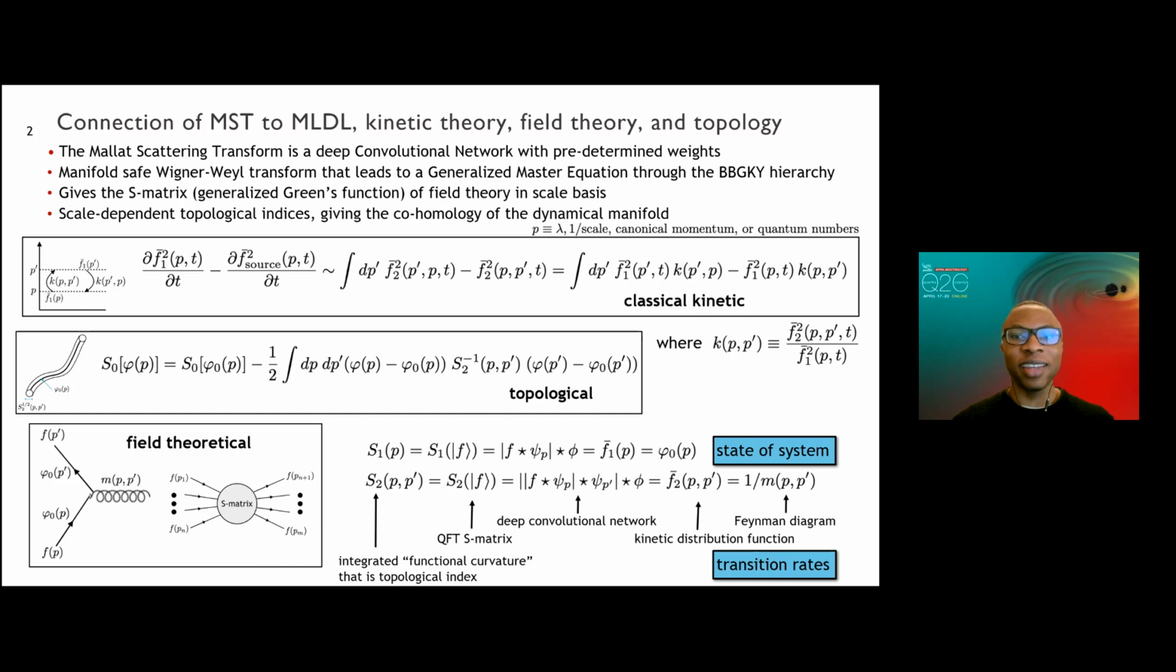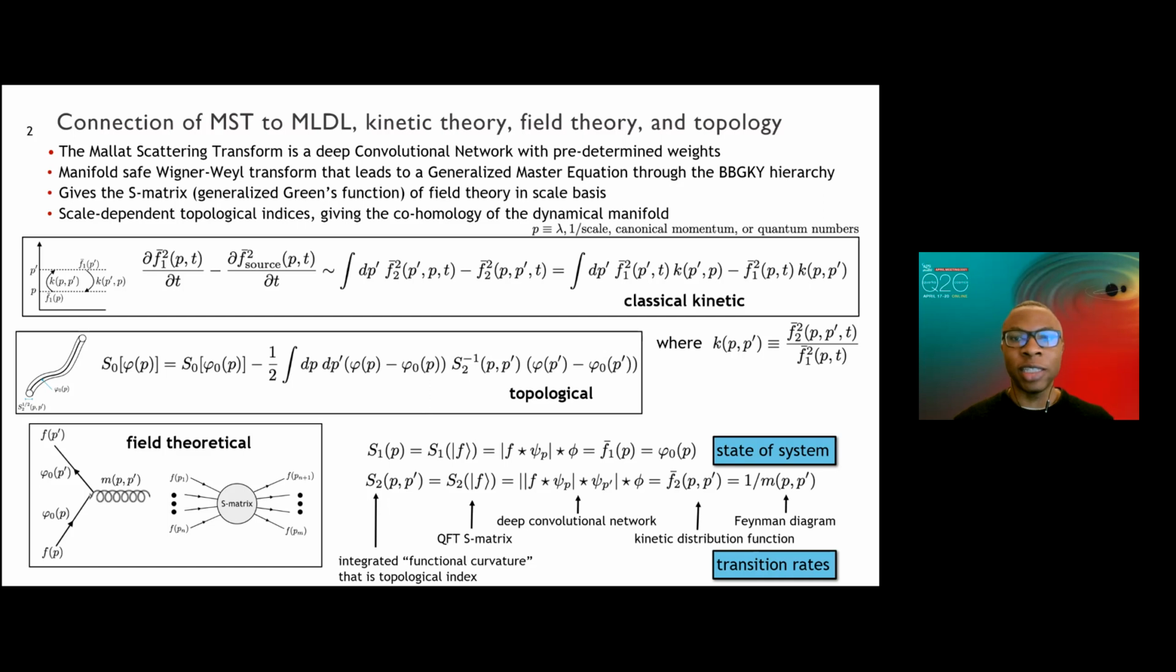Also, in field theory, the MST gives you the S matrix up to the LZ prefactor, which is essentially the generalized Kreutz function of the field theory in a scale-dependent basis. And finally, it also describes the topology of the manifold by yielding the scale-dependent topological indices that describe the cohomology of the dynamical manifold.